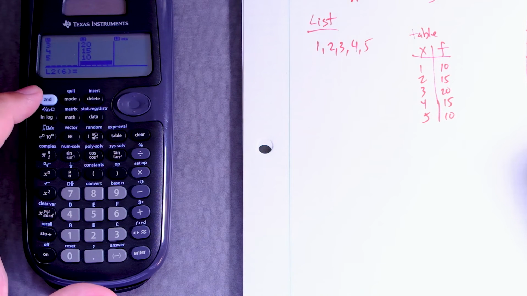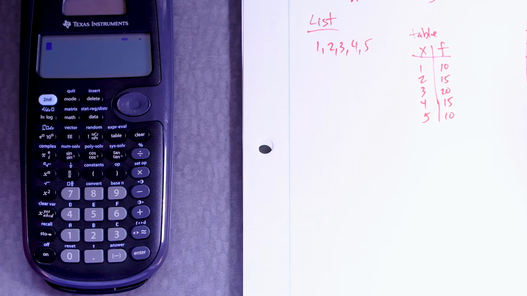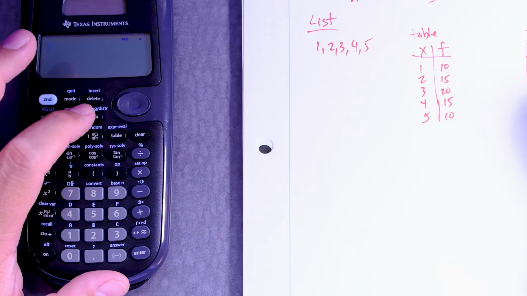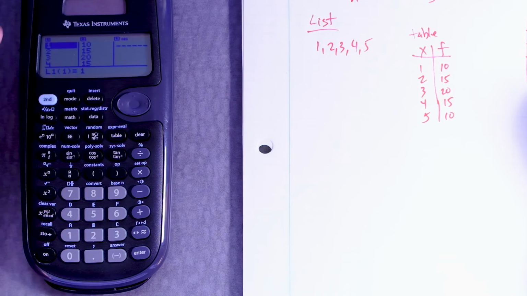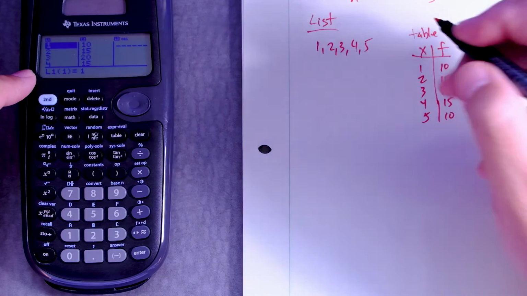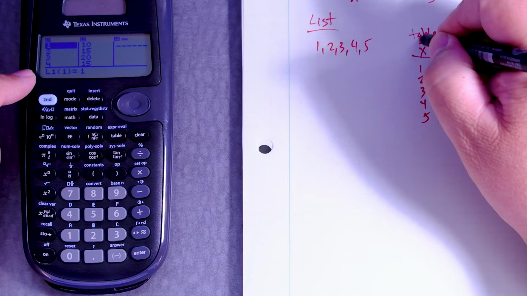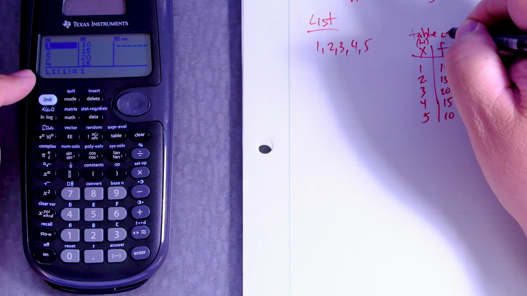So we can press second quit, and it doesn't erase the data set. They're just there, ready for you. All right. So here's your table. That's your list. If we want to look at that data again, we go to data. And you can see there's the L1. So you can think of X as L1 and then the frequency as L2.